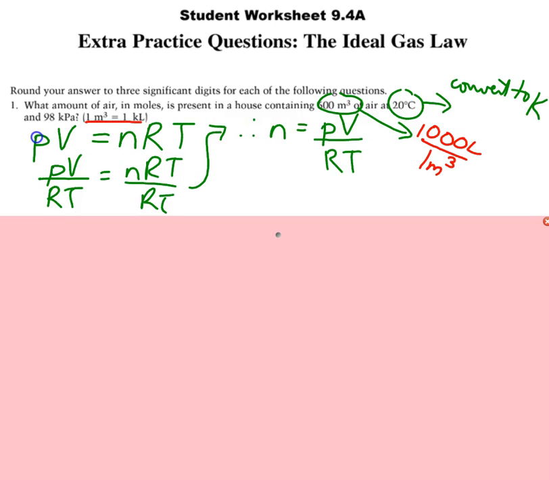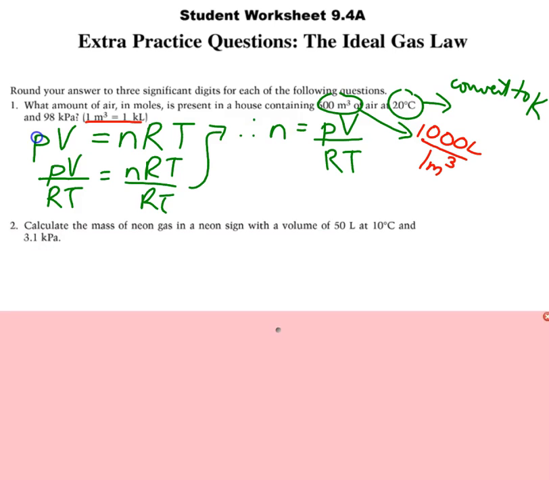Now that's indicated over here. A cubic meter is the same as a kiloliter. Pressure is in kilopascals, so that question should be straightforward once those conversions are made. Number 2 is calculating the mass of gas.